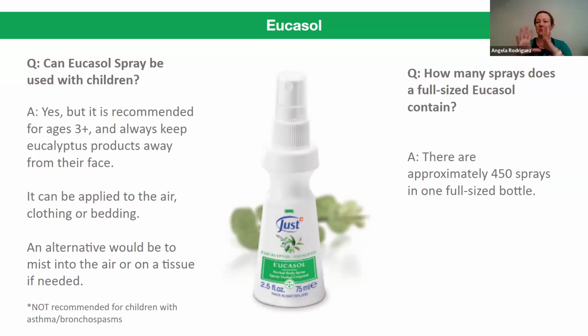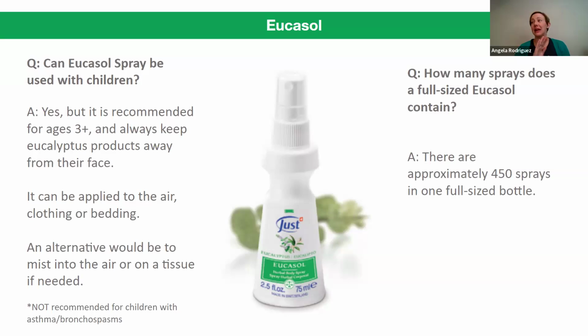And we always keep eucalyptus and mint and things like that away from the face. They can be irritants with that sensitive skin that kiddos have. It can also just be applied to the air, or to clothing or bedding, right? A lot of times people like to put it on the kid's stuffy so they can breathe it in from farther away. An alternative would be to mist it in the air or on a tissue as needed, versus having it so close up to your kiddos.